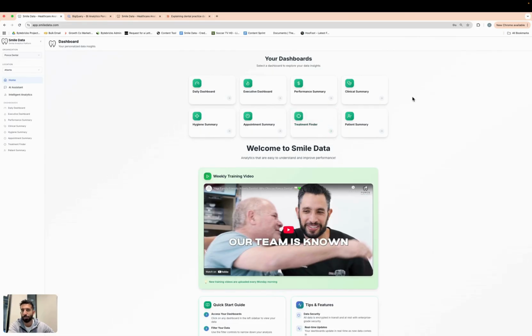Once we go to the homepage, we can see the different dashboards that we've created for this reporting feature. This is a complete portal that has different kinds of data for this particular practice. We can sync in the organization from here, and then select which location we are looking at the data for.